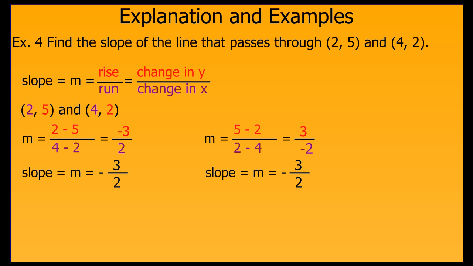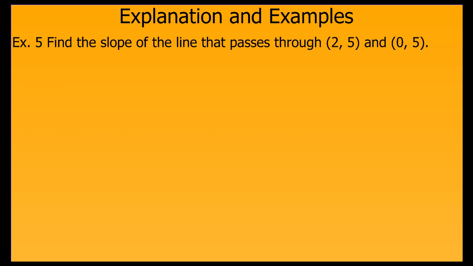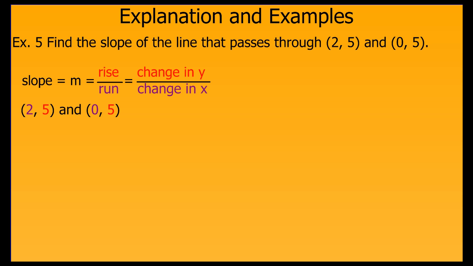Again, if you choose to calculate it in the reverse order, it still comes out to be the same slope. Here's another example, this one with a twist. Again, we use our definition and our given points. But this time, our rise turns out to be 0. Since 0 divided by anything is still 0, that means our slope is going to be 0.